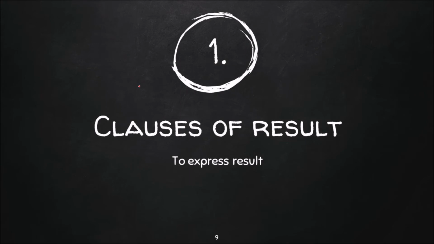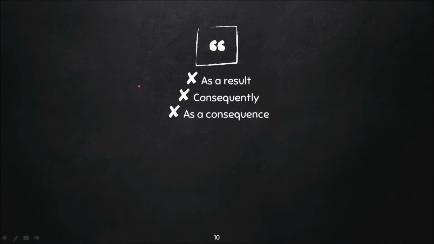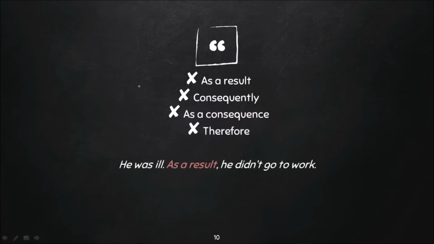Now, as the name itself says, clauses of result express a result, and they are introduced with the following words or phrases: as a result, consequently, as a consequence, therefore. He was ill. As a result, he didn't go to work.